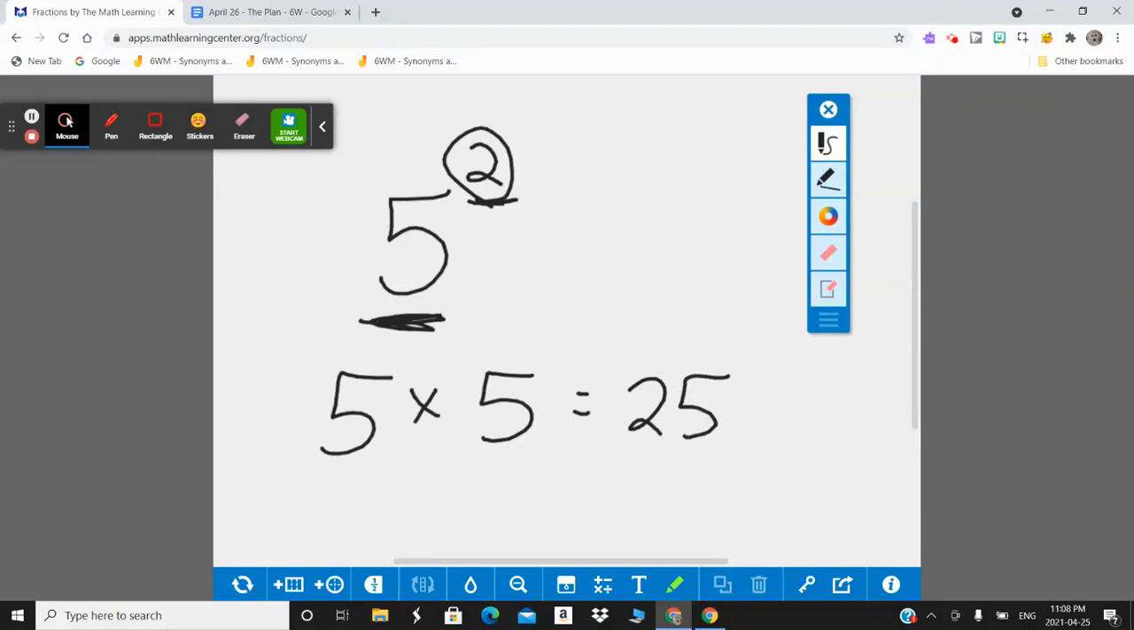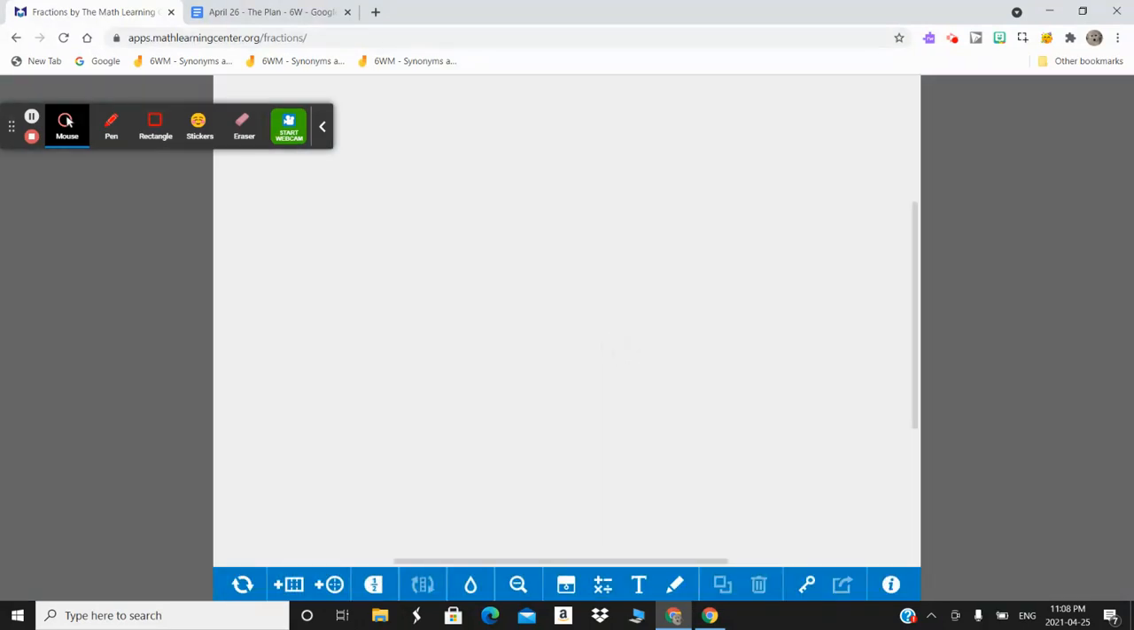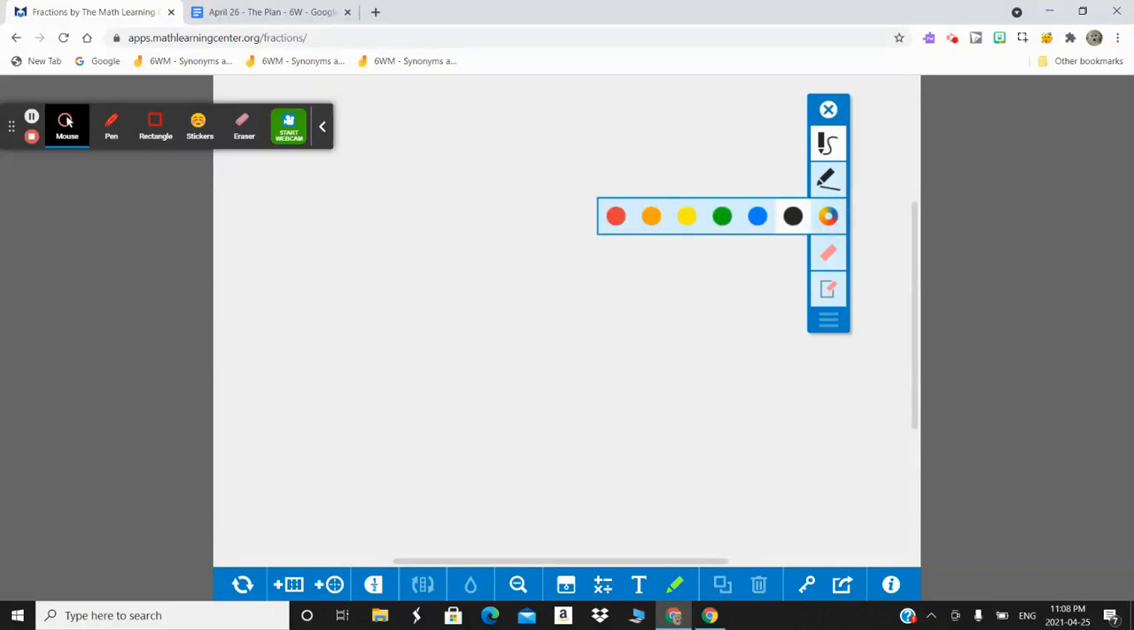You'll also hear people refer to this as 5 squared. And when it's a 2, they would say it's 5 squared, or 5 to the power of 2. Do another one. I highly recommend when you get to things that are higher than an exponent of 4 that you possibly pull your calculator out, and I'll show you why.